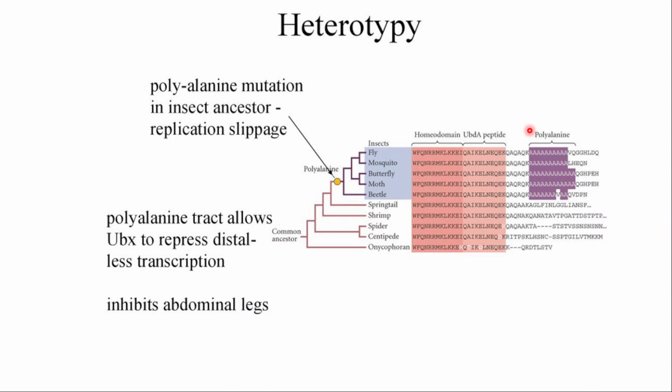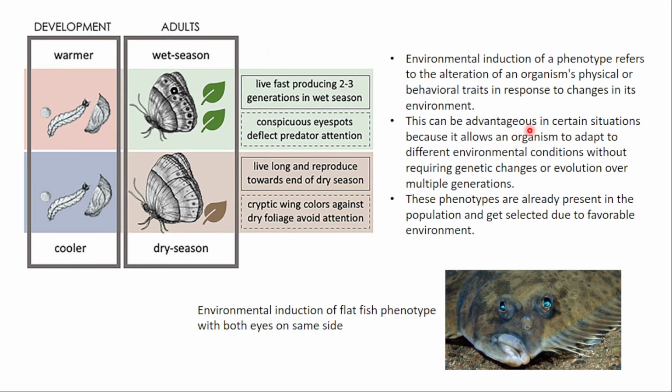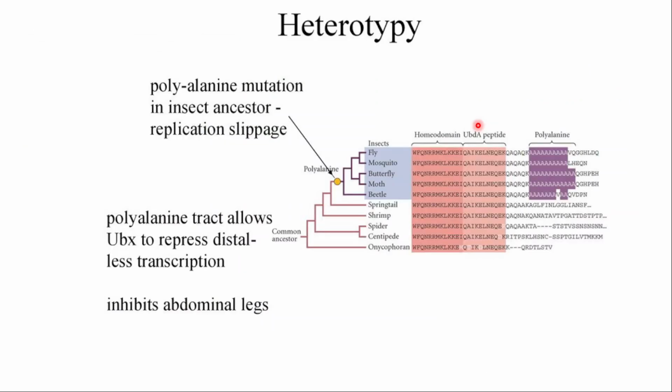And the third statement, yellow agouti mice. So if you remember, the third statement: pregnant yellow agouti mice, when fed a diet with low methyl donors, will produce dark skinned fit progeny. This is also an example, mostly remembrance type. You just have to learn it by heart. These are certain important examples. Yellow agouti mice.